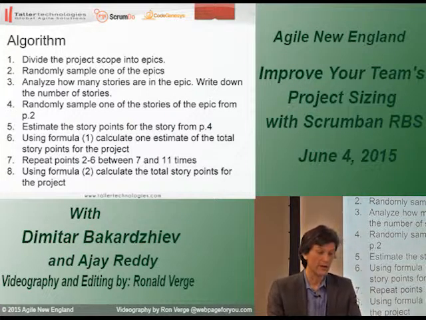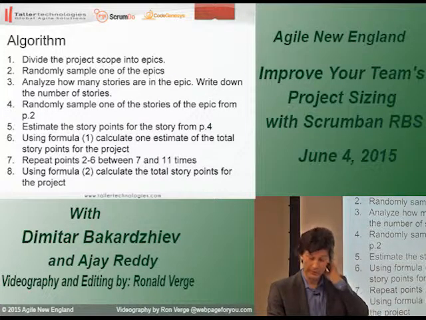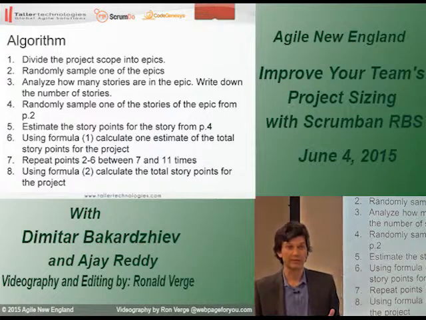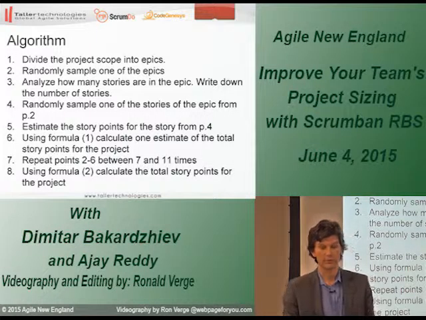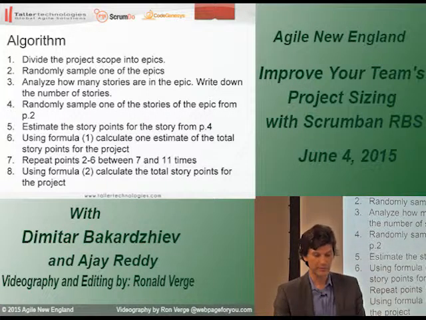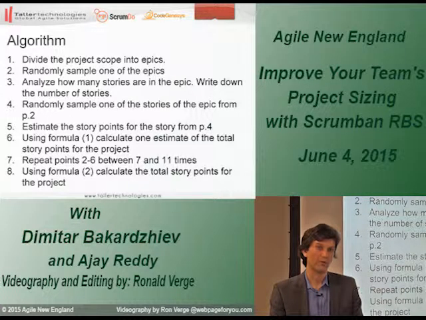And then we analyze how many stories are in this particular epic only, and we write down the number of user stories. Then we randomly sample one of those user stories and estimate the story points for this particular story. Then, using the Horvitz-Thompson estimator formula, we make one estimate for the total story points for our project. That's only one estimate. Then we repeat steps 2 to 6, say 7, 12 times, it depends, and we take the average of our estimates.